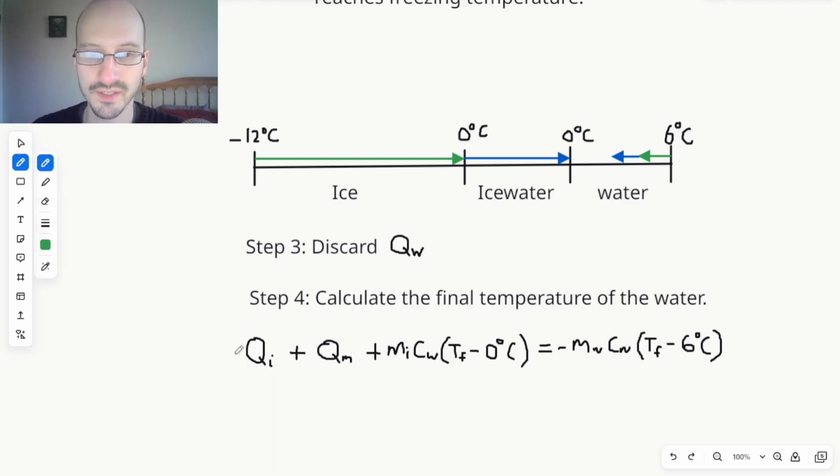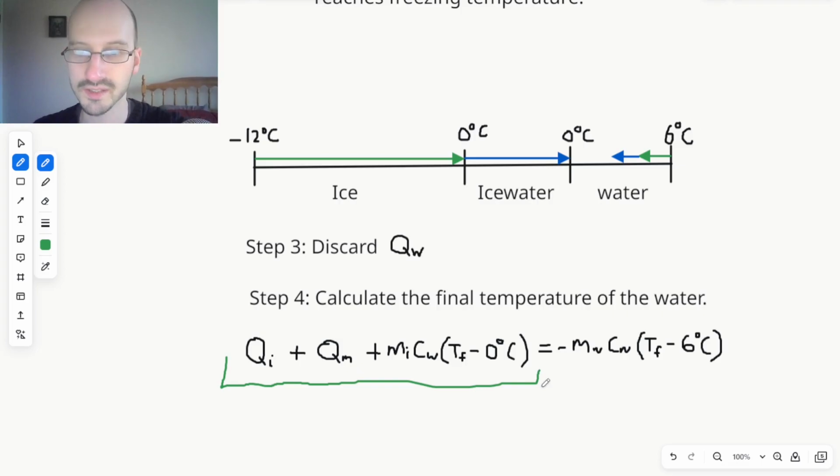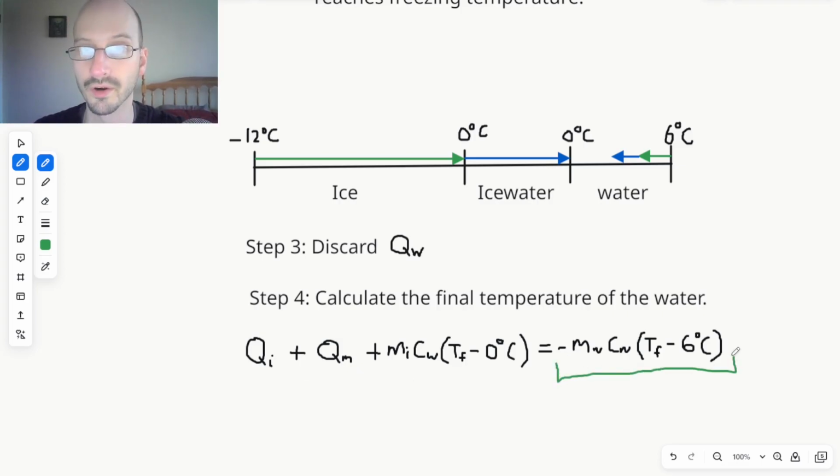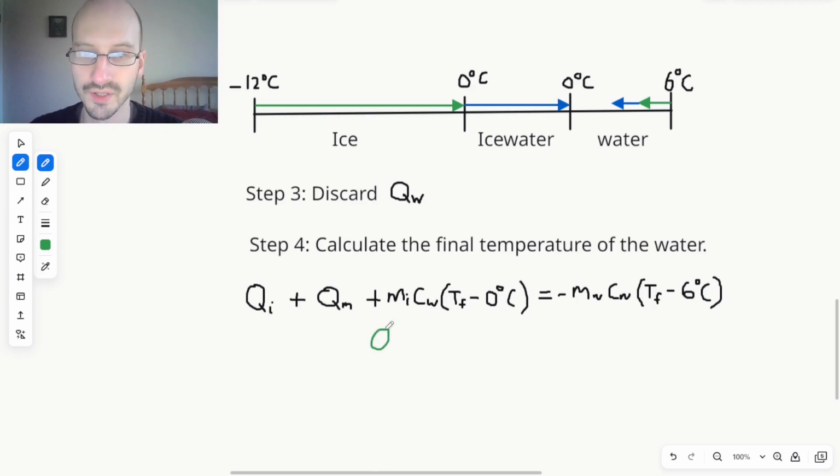So on the left side, we have the heat to warm the ice plus the heat to melt the ice plus the heat of the ice warming after it is turned into water. And on the right side, we have the heat lost by the water. Again, just as before, this is Q ice total is equal to minus Q water total.